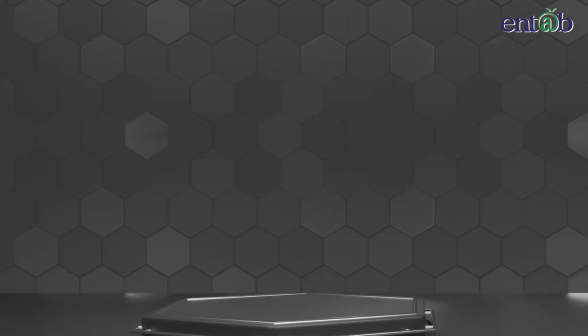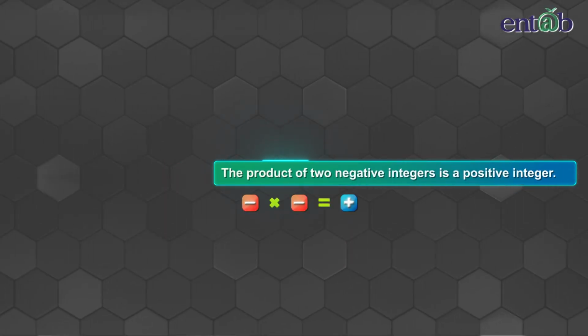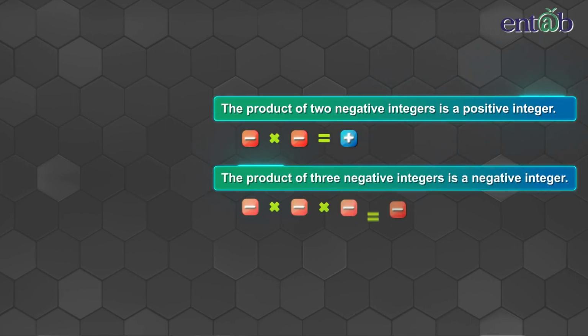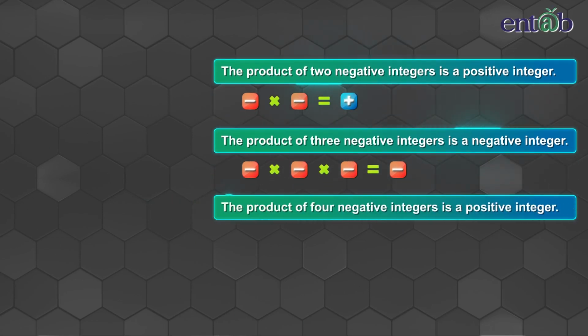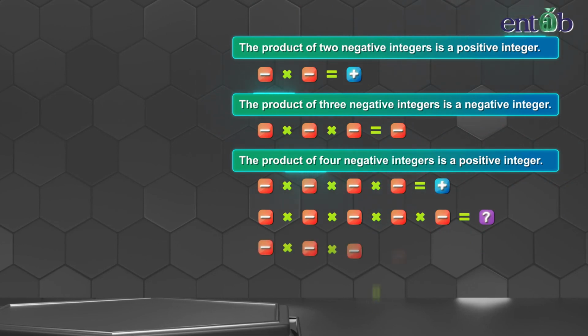Well, here we have an important observation to make from these examples. The product of two negative integers is a positive integer. The product of three negative integers is a negative integer. The product of four negative integers is a positive integer. What about the product of 5 negative integers or 6 negative integers?